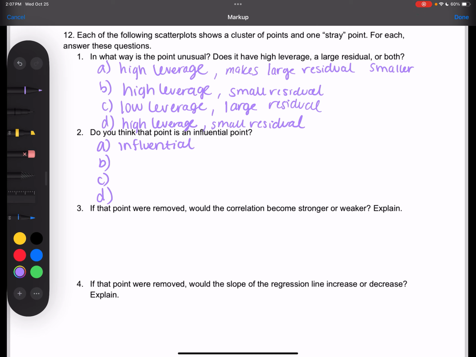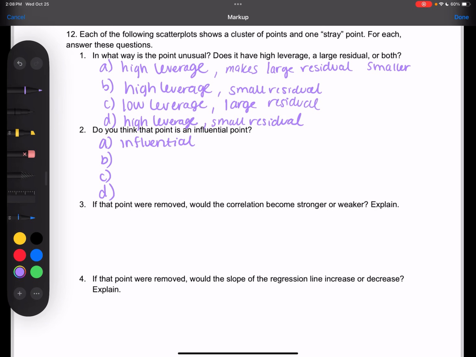I wasn't looking at that one earlier, but now what I'm looking at is just a cluster. If you cover up the dot and you draw a slope of your line, it's probably pretty steep. If that point is in there, it changes, like this to like this. So it's going to be influential.